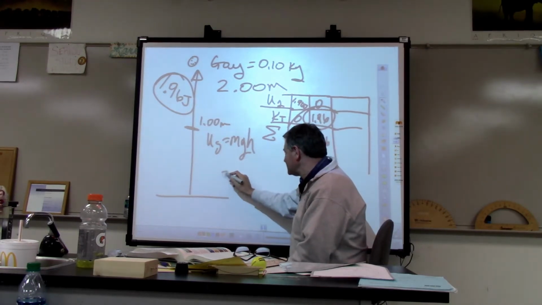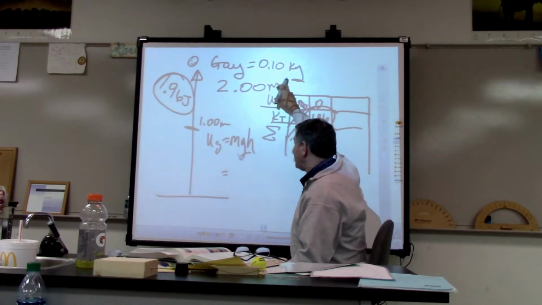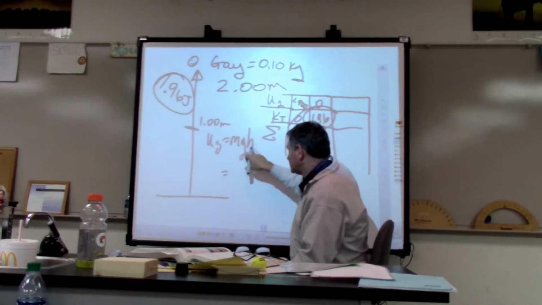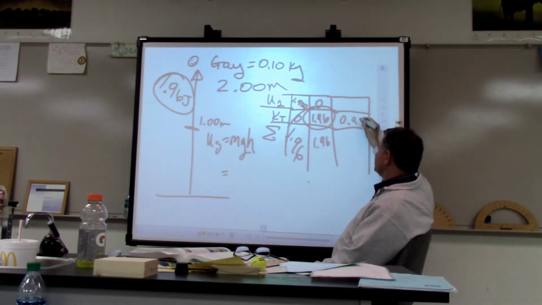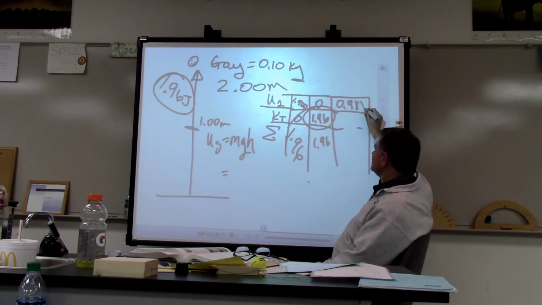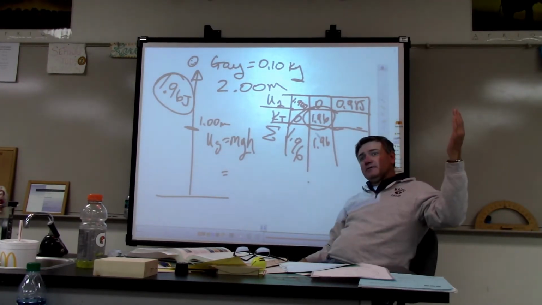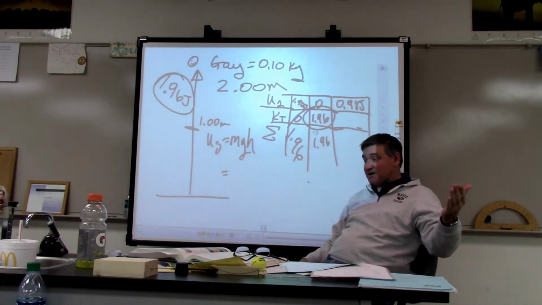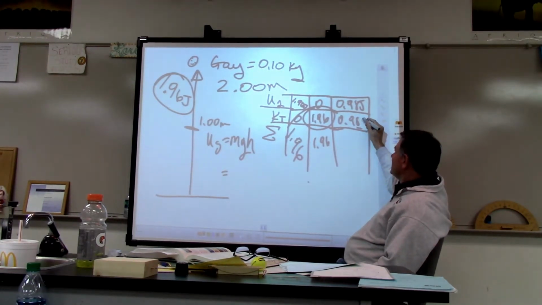So, in this case, using mgh, I've got 0.1 times 9.8 times the height of 1 meter, I get 0.98 joules. So, if I have 0.98 joules of UG, that means I have to have, as Mr. Trott said, 0.98 joules of kinetic energy.